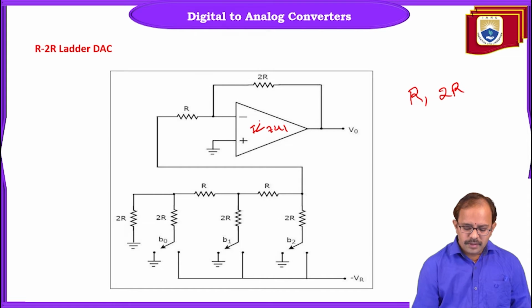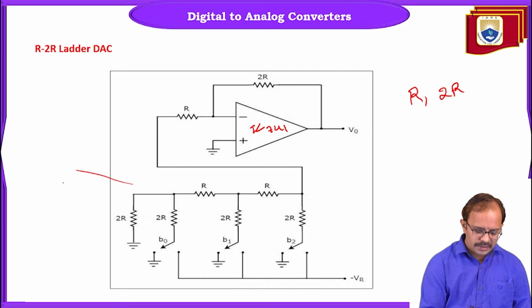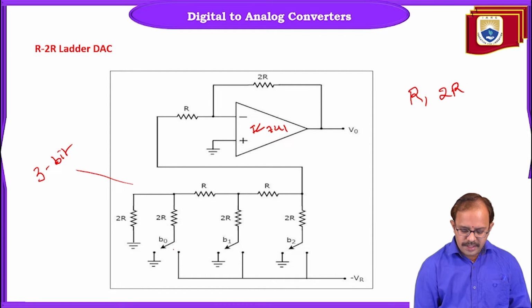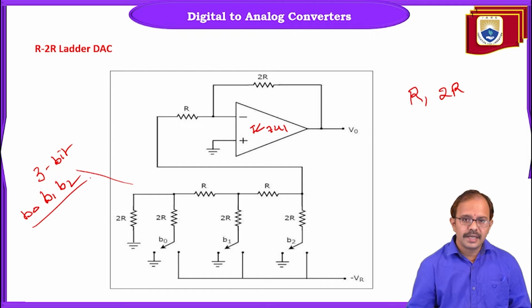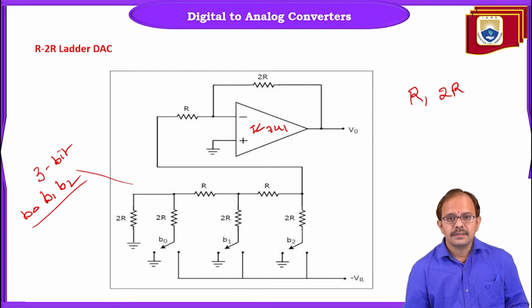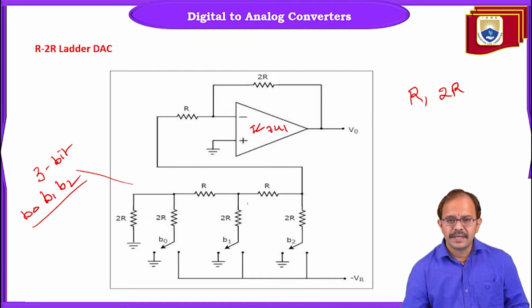If we observe the circuit, this is once again for a 3-bit operation. That is, we have B0, B1 and B2, where B0 is the LSB and B2 is the MSB. So this is a 3-bit DAC, nothing but the R2R DAC. The name R2R represents that in the network, the values of the resistors are R and 2R, irrespective of the binary data, whether it is LSB or MSB.